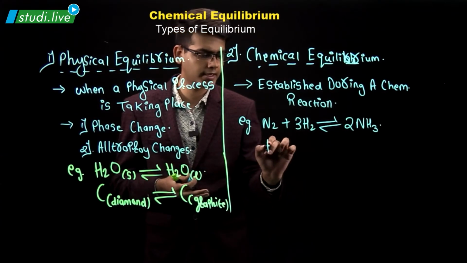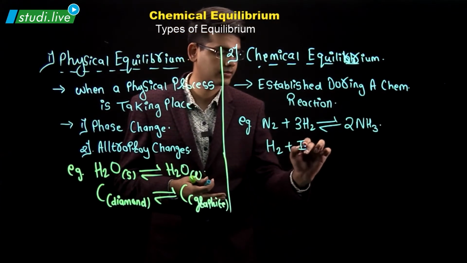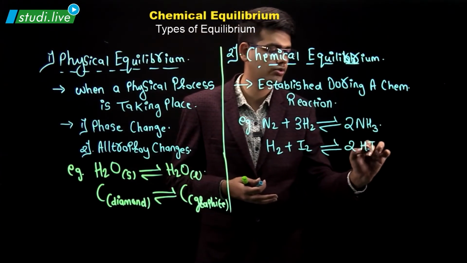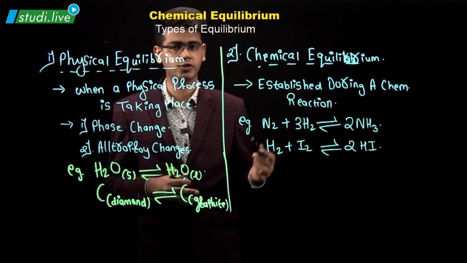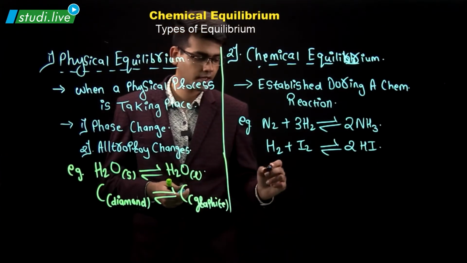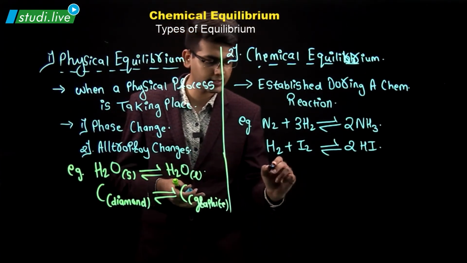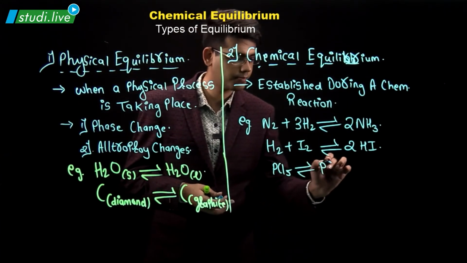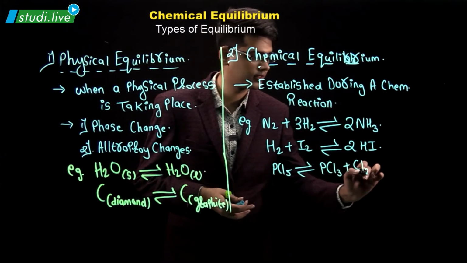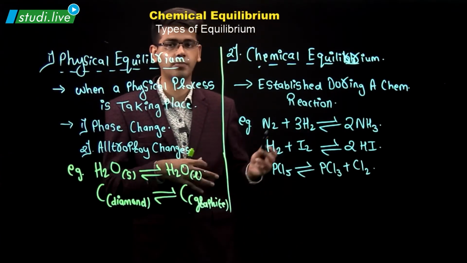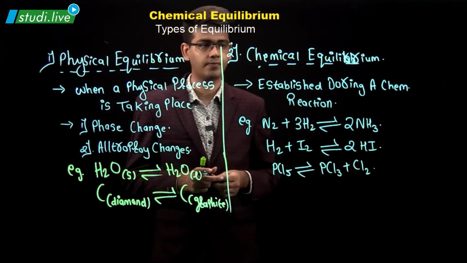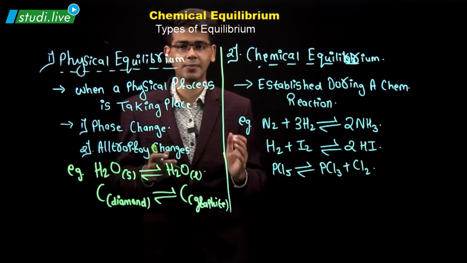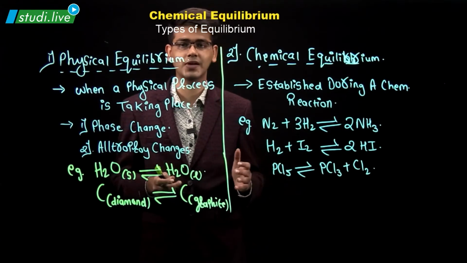Another example which we can take is H2 plus I2 in equilibrium with 2HI. This is also a reversible reaction. More specifically, it is showing chemical equilibrium. Another example which we can take is, let's say we have PCl5, which is in equilibrium with PCl3 plus Cl2. This is also an example of chemical equilibrium. And this particular chapter will be dealing maximum with respect to chemical equilibrium and the reactions which are associated with it.